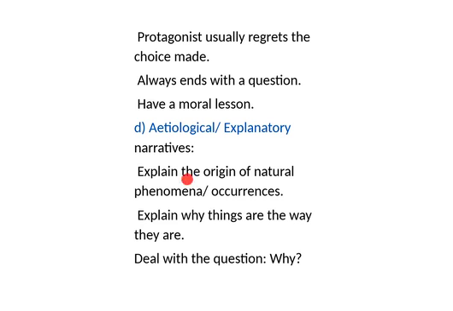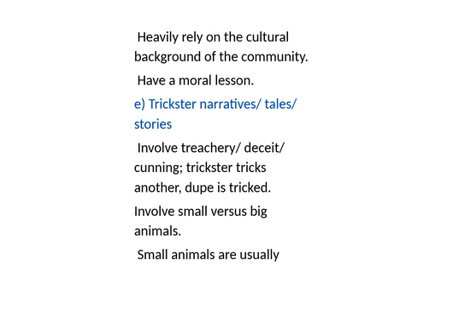Our fourth narrative, etiological or explanatory narratives. They usually explain the origin of natural phenomena or natural occurrences. For instance, they may explain the origin of death as a natural occurrence. They explain why things are the way they are. For instance, they may explain why the zebra has lines on its body. They deal with the question why. They heavily rely on the cultural background of the community, and always they have a moral lesson.